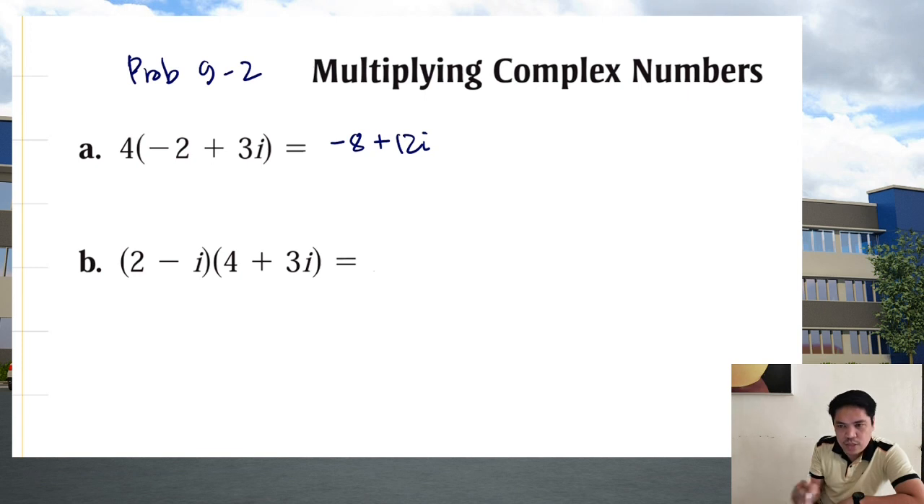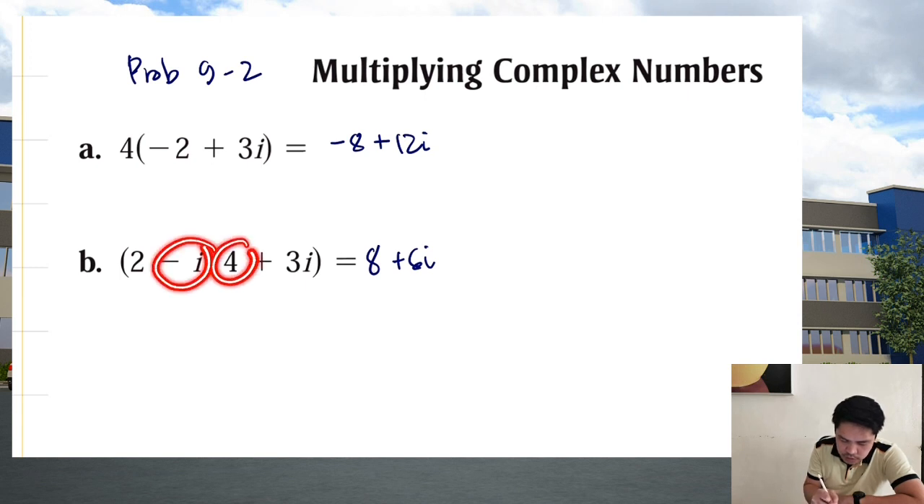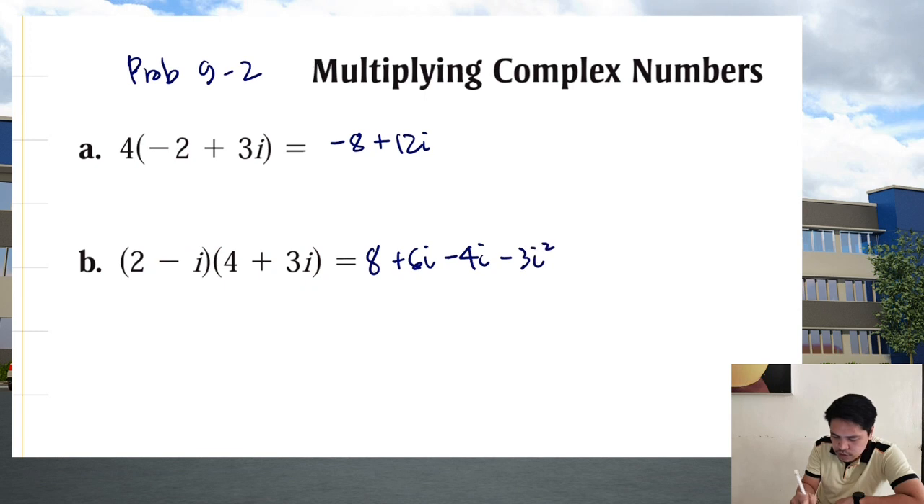Bottom line, we treat this as a binomial. Okay. So 2 times 4, that would be 8. Then 2 times 3i, that would be 6i. Then next we'll have negative i times 4. So that's negative 4i. And negative i times 3i. So that would be negative 3i squared.